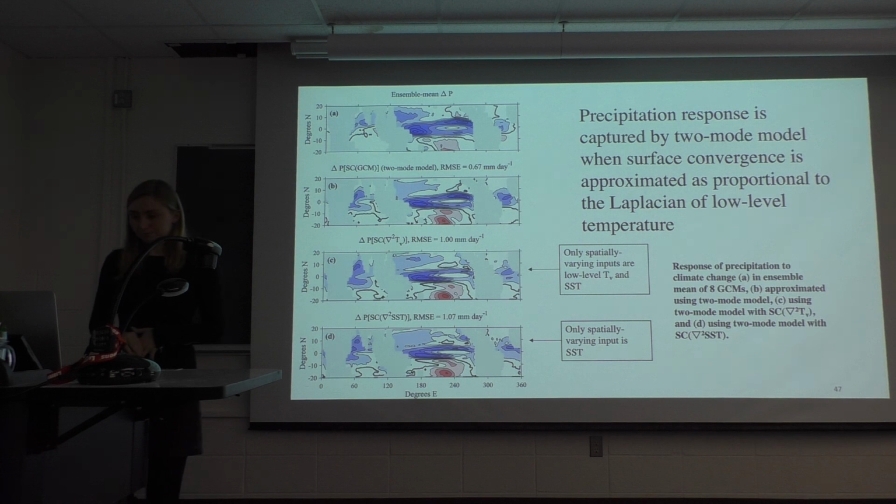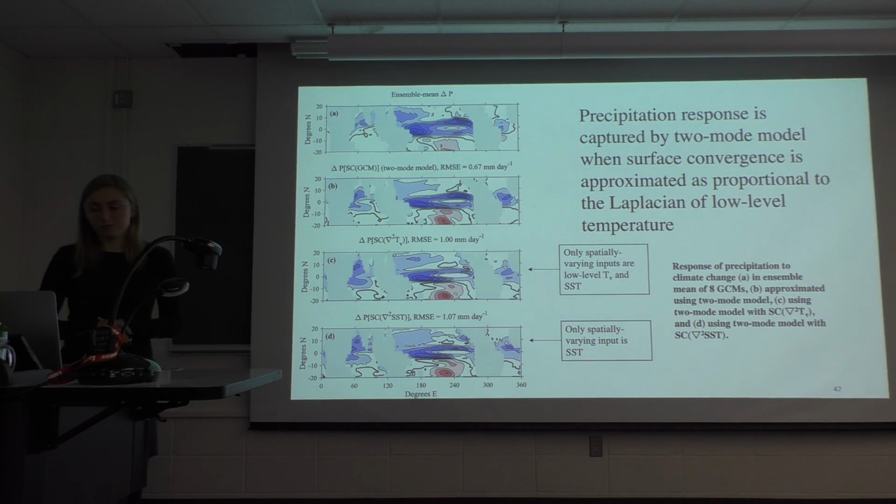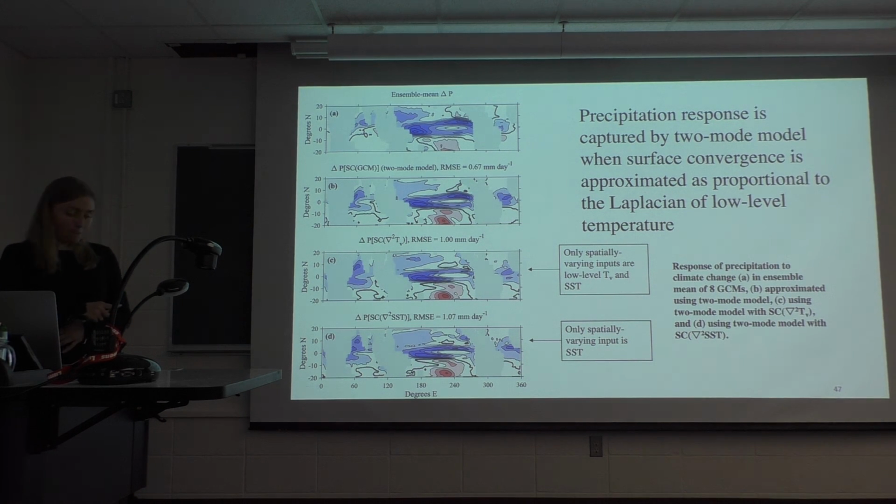So now we can take a look at how that looks. On the top here is the response of precipitation to climate change, just straight out of the GCMs. This is now an ensemble mean, so it doesn't look quite like either the GFDL or MPI models that we saw earlier, because it's the ensemble mean now. And this is how the two-mode model does at estimating that precipitation response, pretty well.